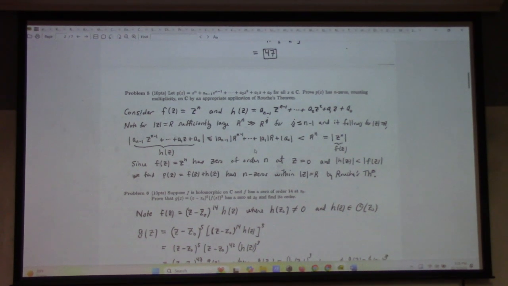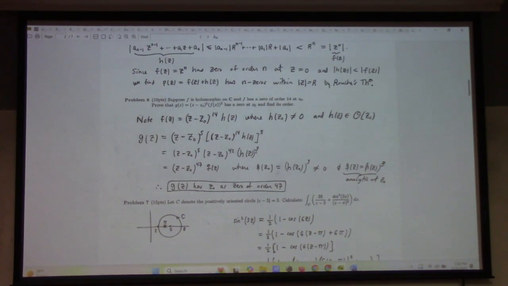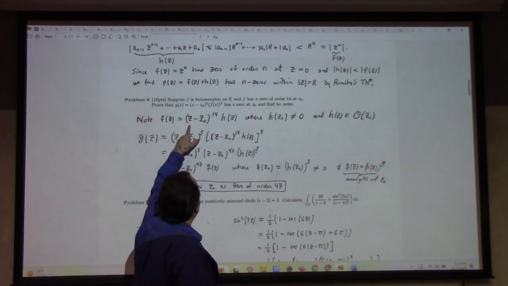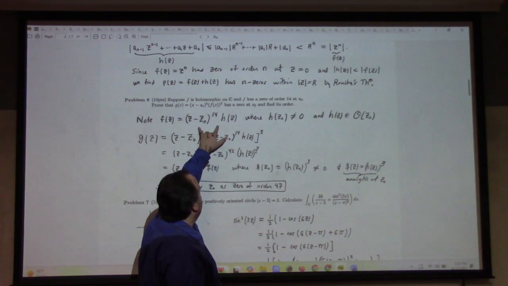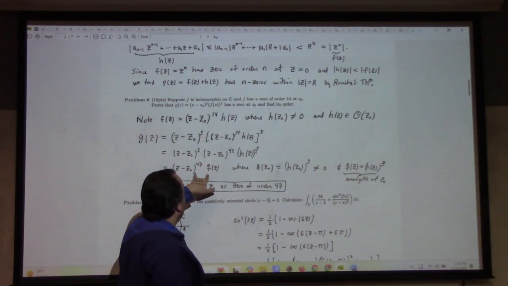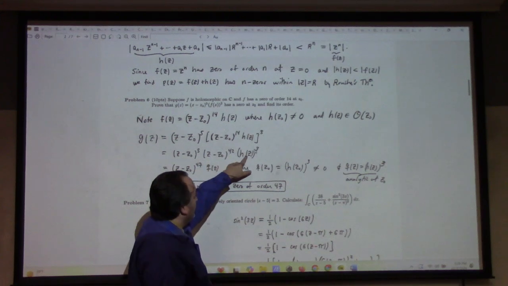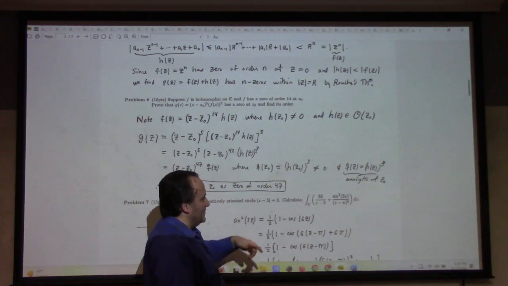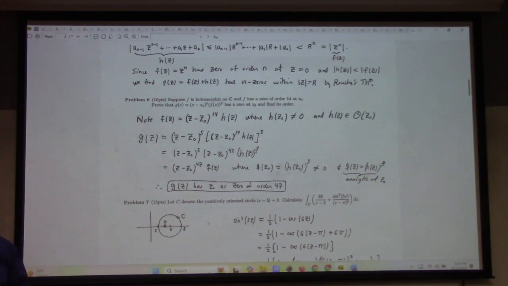Problem 5 we worked in class. I have nothing to say about that really. Problem 6 somehow worked out to 47 again. I don't know how that happened, but oh, it's 10 off. A lot of people way off on there, but anyway, you just take the function, you write down what it means for it to have a zero of order 14, and then cube that thing, multiply by z minus z naught to the 5th, group all the powers of z minus z naught together, you get z to the 47 times this other thing, and that other thing is holomorphic at z naught with a value which is non-zero, because we were given that h of z is non-zero.